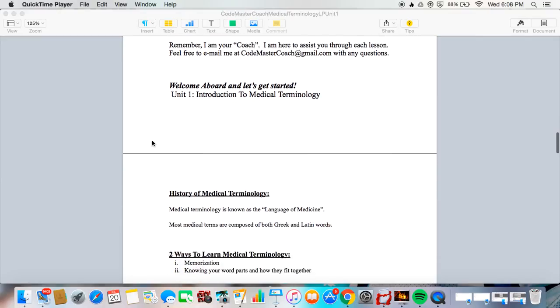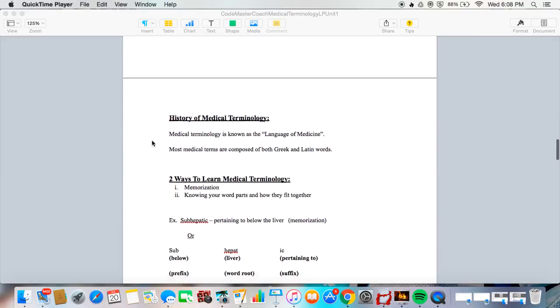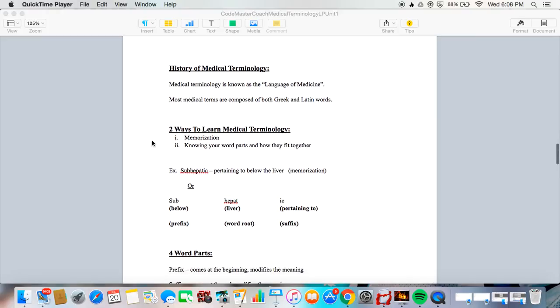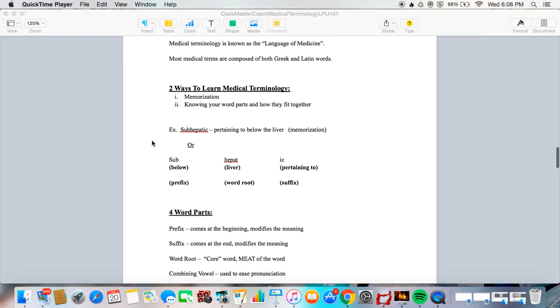Unit 1. In my last video, I kind of introduced you to the same thing, but I want to go over it briefly again. The history of medical terminology. Remember, medical terminology is the language of medicine. Most medical terms are composed of both Greek and Latin words. The two ways to learn medical terminology are memorization and knowing your word parts and how they fit together. For example, if I say subhepatic, subhepatic means pertaining to below the liver.